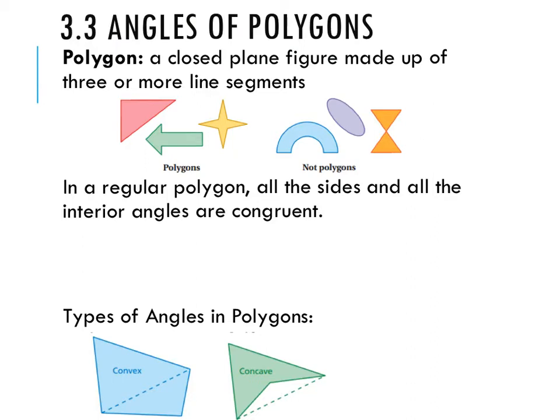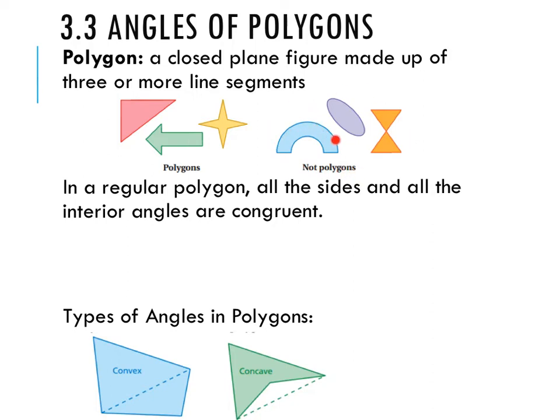I know I've said the word polygon in class multiple times, but let's just define what a polygon is. A polygon is a closed plane figure made up of 3 or more line segments. Here are a couple examples of polygons. You want to write these down or make these examples in your notes. And also 3 non-examples of polygons.